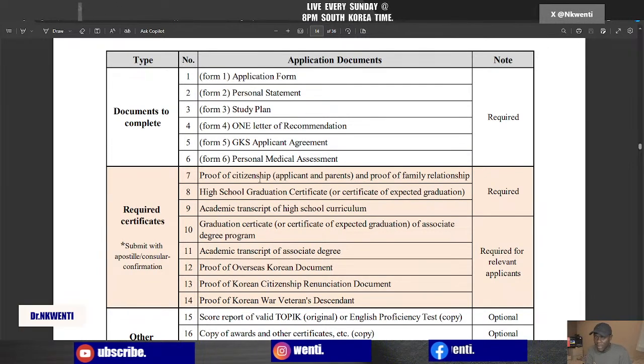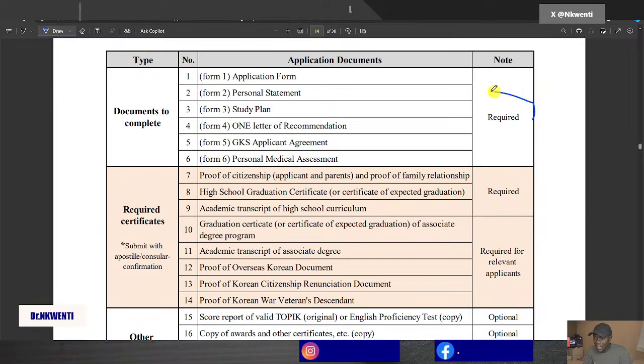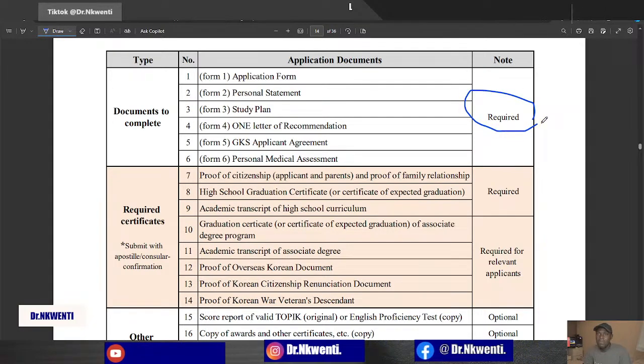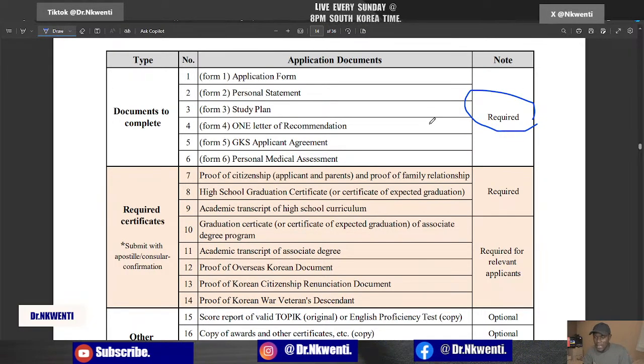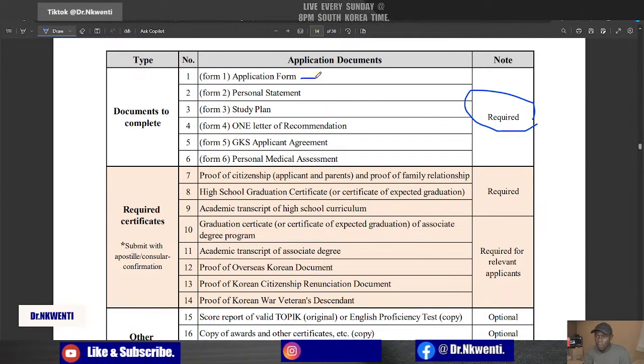It is called the application checklist. If you look at this, the first one is what they call required documents. It means those are documents that you must submit. The first one is the application form.